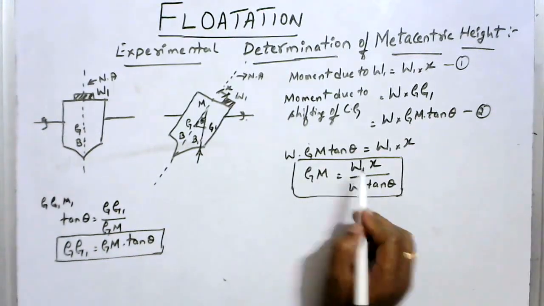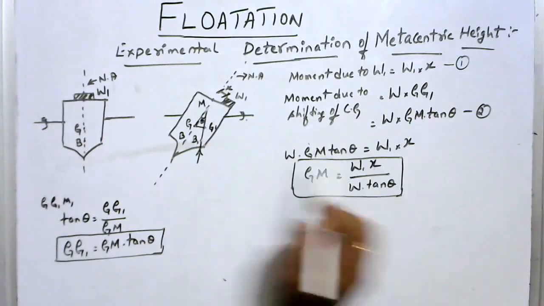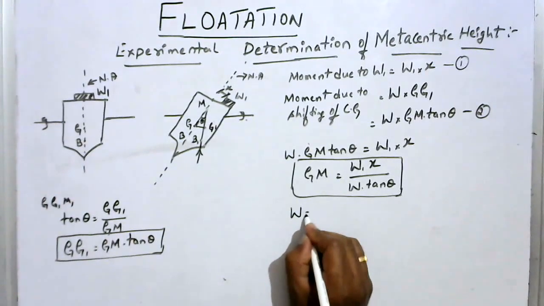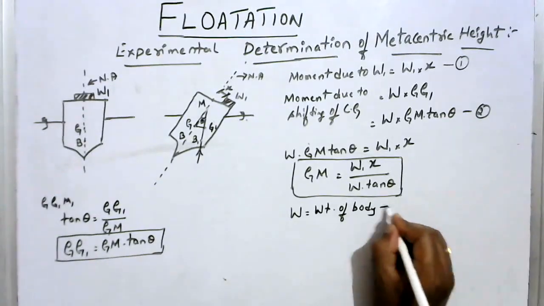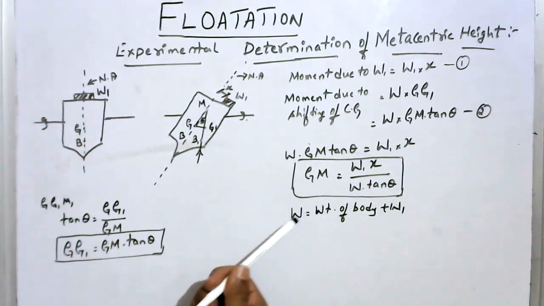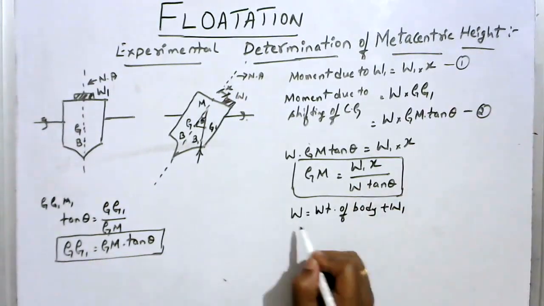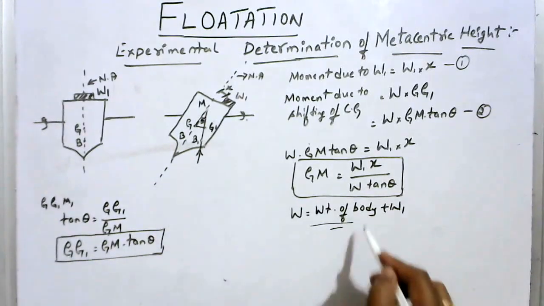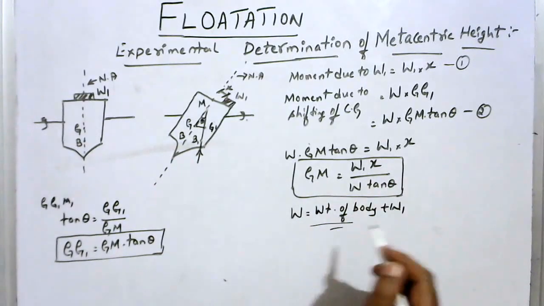Here, this W1 is the weight of the small weight which was placed at the top of the floating body. X is the distance through which the small weight is moved. Capital W, here this is very, very important. Capital W includes the weight of the body plus W1, that is the small weight. That is, capital W is equal to the weight of the body plus W1. It is the total weight, including all the extra weight on the floating body. Therefore, GM is equal to W1 into X divided by W tan theta.